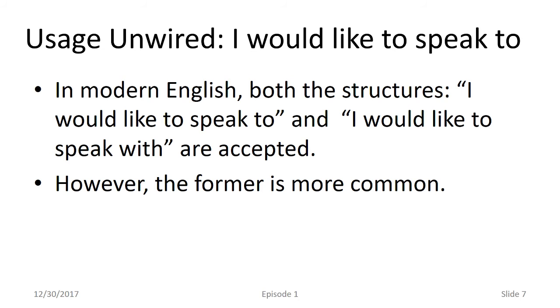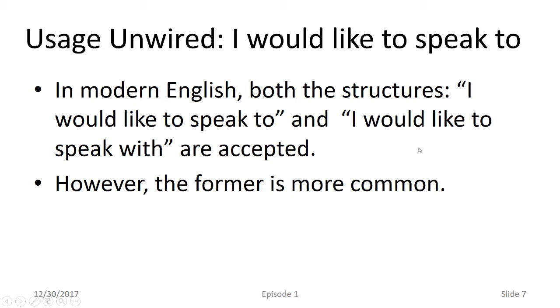Okay, usage: "I would like to speak to." In modern English, both the structures "I would like to speak to" and "I would like to speak with" are equally accepted, but you will find the first structure, "I would like to speak to", more common and more used. If we talk literally, if I say "I would like to speak to him", it is going to mean that I'm going to speak and he's simply going to listen. But generally in a conversation, I'm going to speak with him. I'm going to say something and then he's going to reply to that.